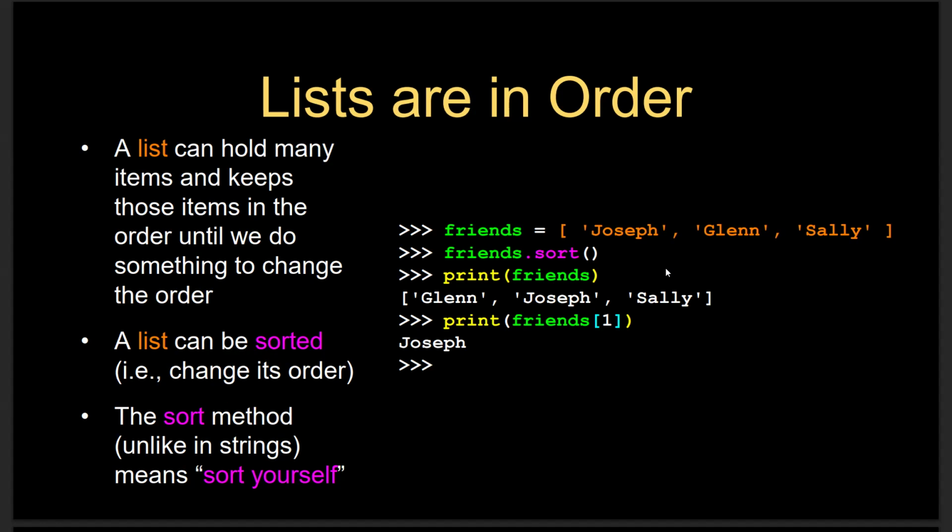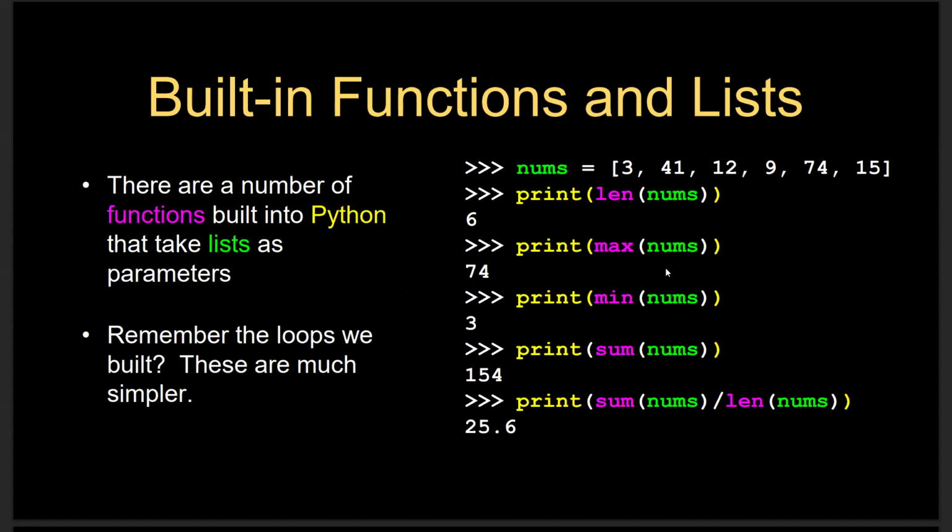Next, print friends of one. Suppose I want to print Joseph, what will I do? Print friends of index one. Whenever I perform indexing, it will print whatever element we want. Here we want friends of one. It will print the element at index one because we sorted. After sorting, it will become Glennie, Joseph, Sally. So whenever you take index one, it will print Joseph. So that is what is happening.